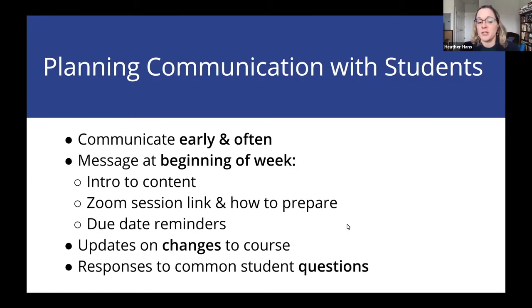In addition, it can be a good idea to respond to common student questions in an email or message to everyone. If you're getting a question multiple times, there probably are some other students out there who have the same question. So this can both save you time, because other people won't be asking the same question of you individually, and it probably ends up being a good point of clarification to make sure everyone's on the same page.